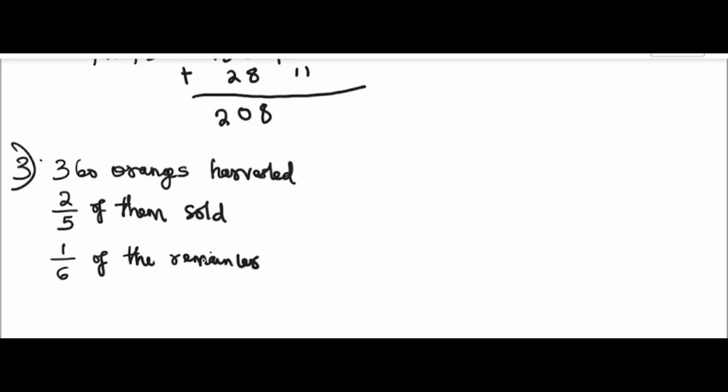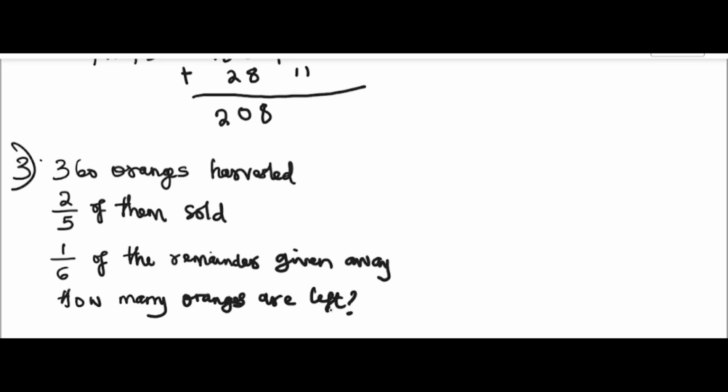So what are we looking for? How many oranges? It's important you know what you are looking for. Not when you start a question, you go halfway, you are now asking yourself, what exactly am I doing? How many oranges are left? So you see, having obtained this information, I can now start. So now I have 360 oranges, right? Good. 2/5 of them were sold.